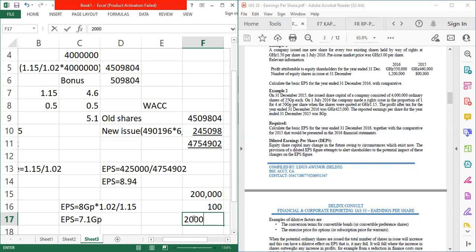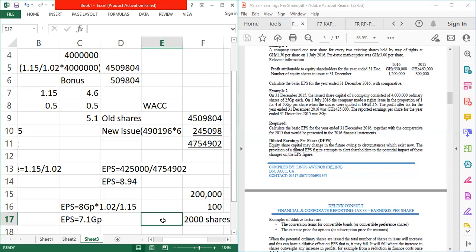Is it going to give us 2,000 shares? 100 cedis for every bond. So you bring 100 cedis for every bond and take one equity share. So it means that in the future, our shares will increase by 2,000.